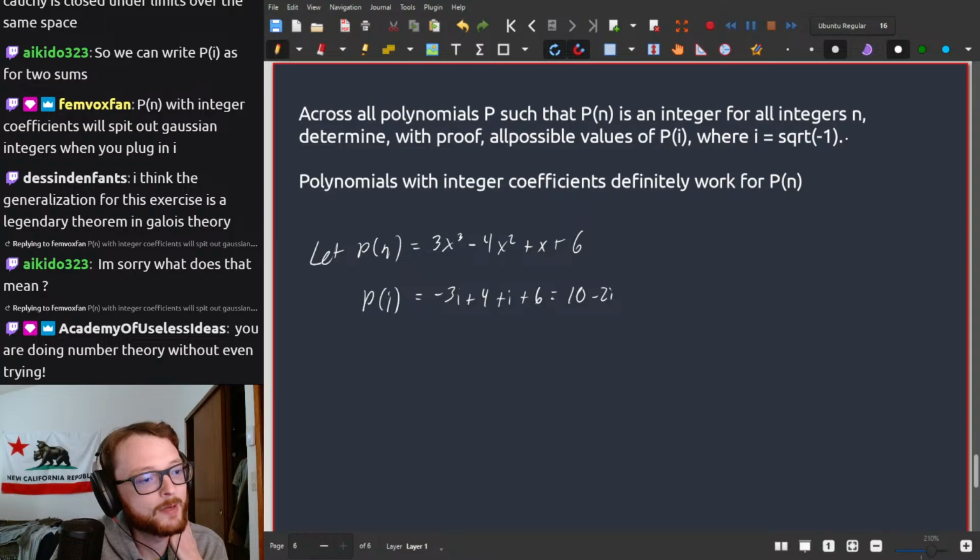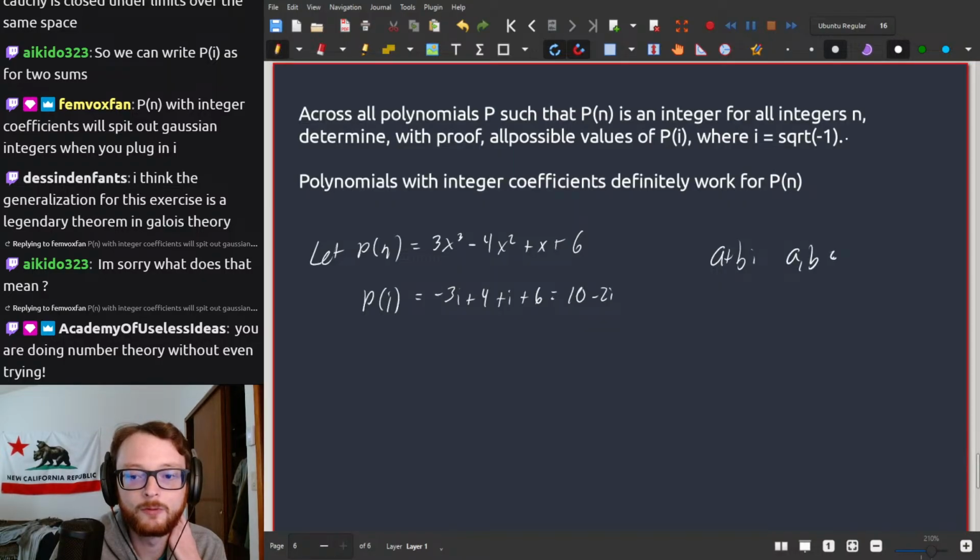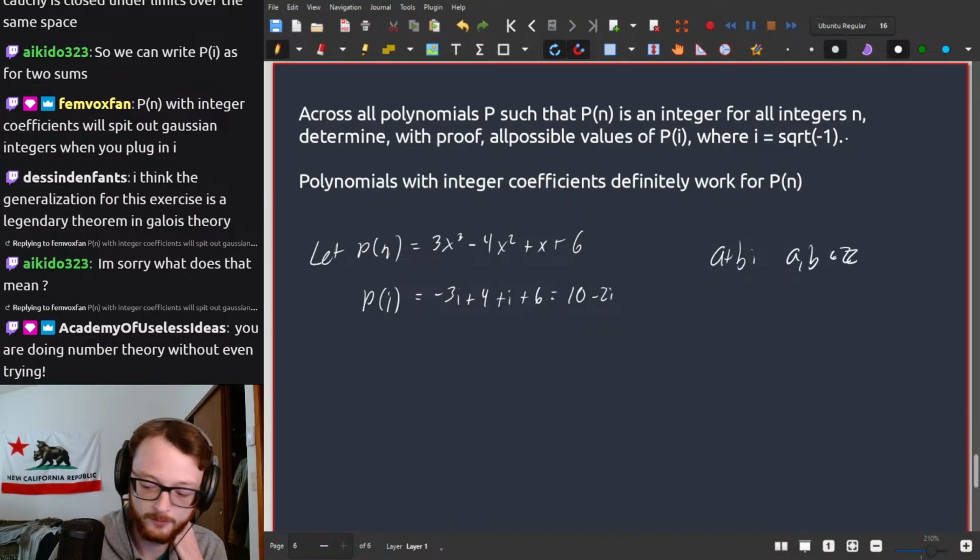Banach space is just a vector space of functions with a norm. It's complete, which means Cauchy sequences are closed under limits over the same space. Sure. Can write P of i's for two sums. P of n with integer coefficients spits out Gaussian integers when you plug in i. Agreed. A Gaussian integer is like a plus bi, where a and b are integers.